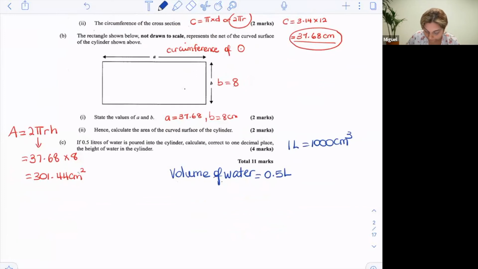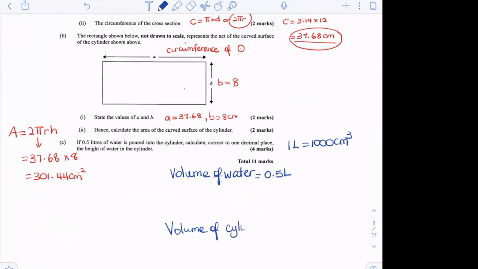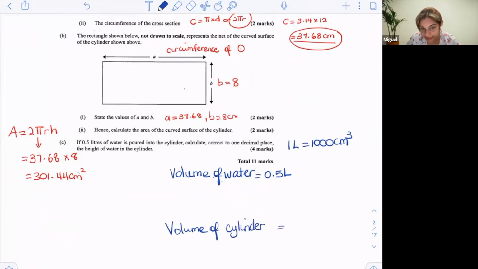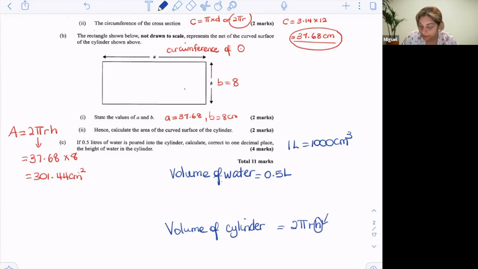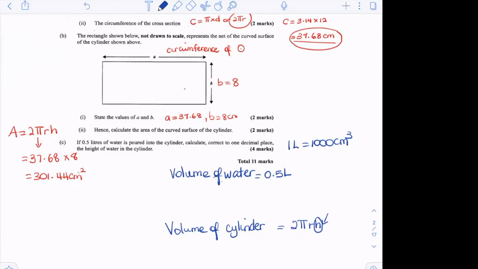The next thing we need is the volume of a cylinder, which is the base area by height, or we have 2 pi R H. We have the radius to be 6, and we want to find H. So how much is 0.5 multiplied by 1,000? 0.5 multiplied by 1,000 is 500.